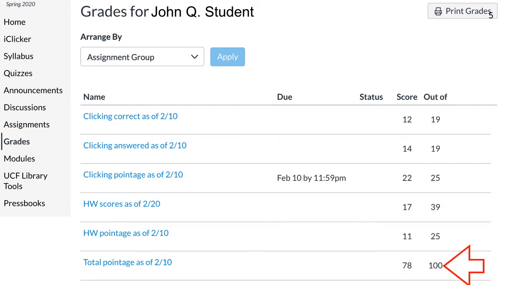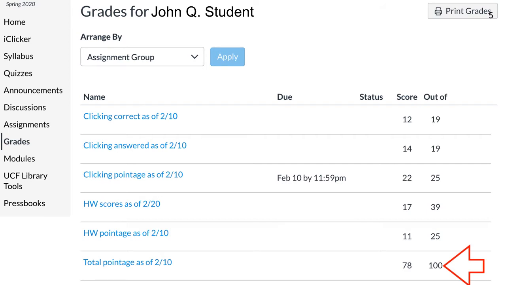That works out to 100 points: 25 for homework, 25 for clicking, 50 for exam one. Eventually, we're going to have another midterm on there, and so the pointage will be something out of 150. Right now, it's something out of 100. This student has a 78 out of 100 for his total pointage. It doesn't show the exam score on this shot, but you can see it on yours and double-check your pointage. At the end of the semester, this line here, which is kind of in the middle now, will be total pointage as of 210.